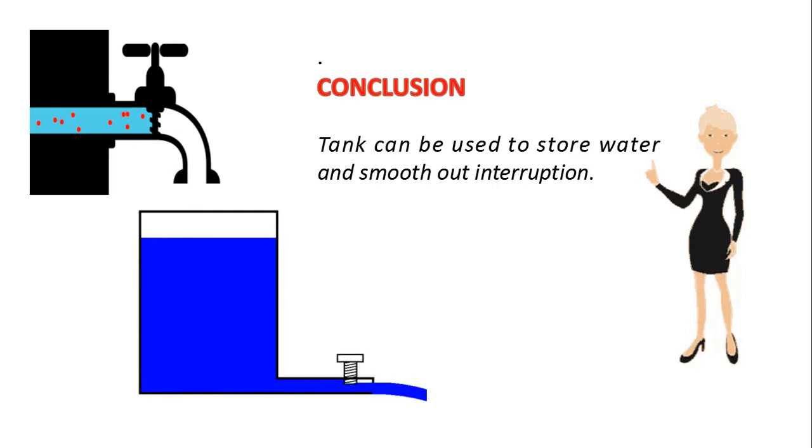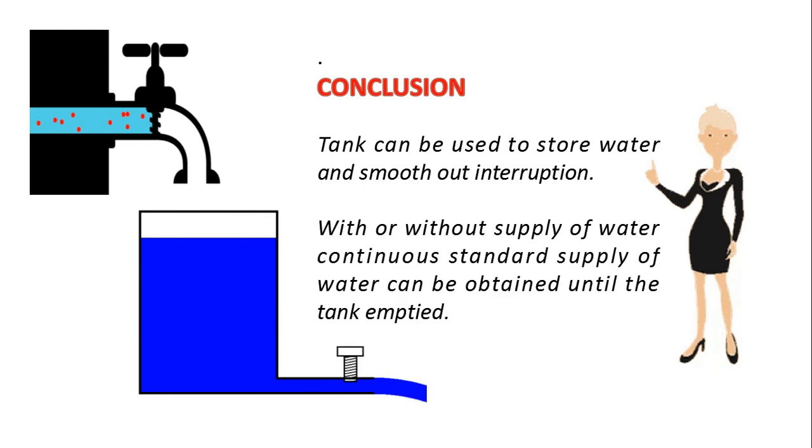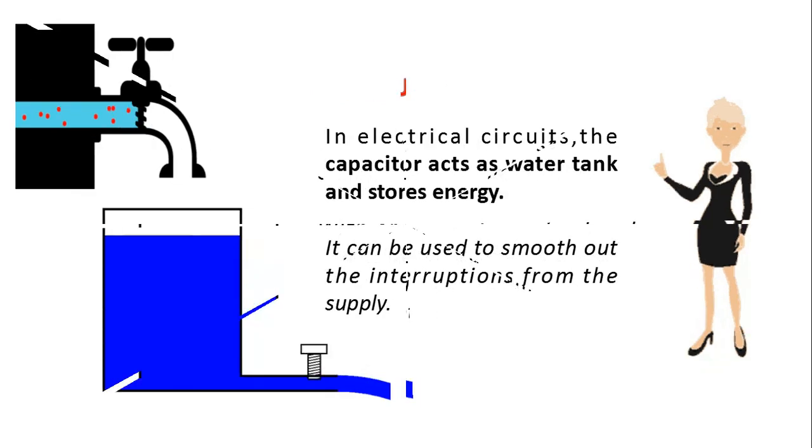So this tank can be used to store water and also it is used to smooth out the interruption. At the end of this outlet, we get a continuous supply of water until this tank is emptied. So with or without supply of water, we get a continuous standard supply of water. It is obtained until the tank is empty.